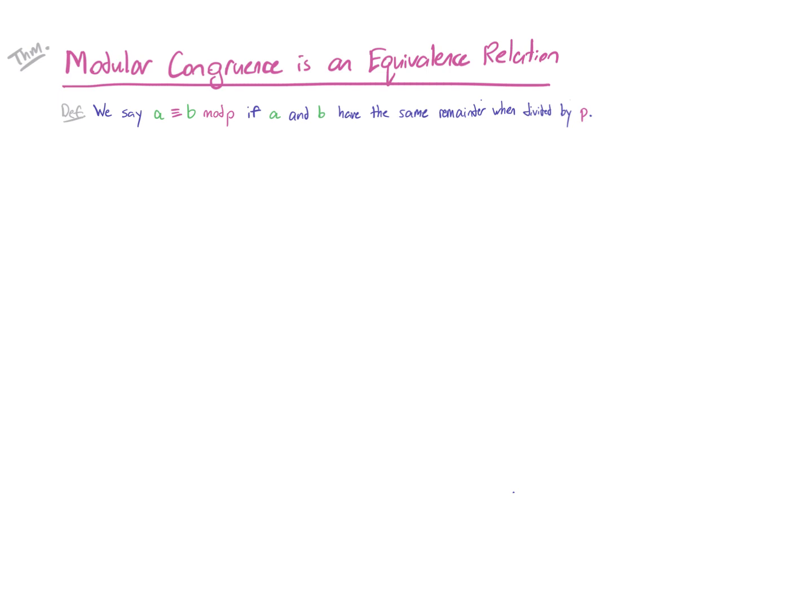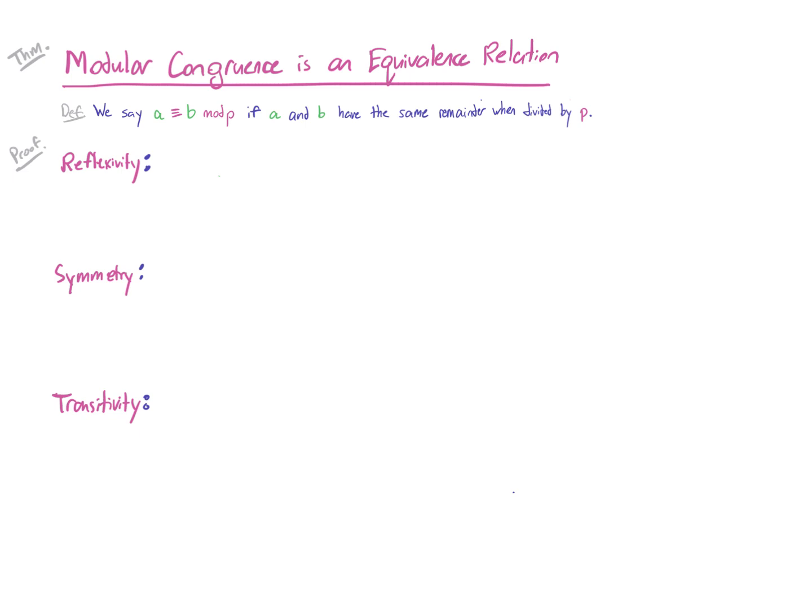Here's a reminder of the definition. If we don't remember modular congruence, we say that A is congruent to B mod P if both A and B have the same remainder when divided by P. So let's show that modular congruence is an equivalence relation. I've outlined our proof here. We need to prove three things. Remember, we want to do an equivalence relation proof, so we need to do three proofs. Let's go ahead and prove reflexivity, symmetry, and transitivity for modular congruence.